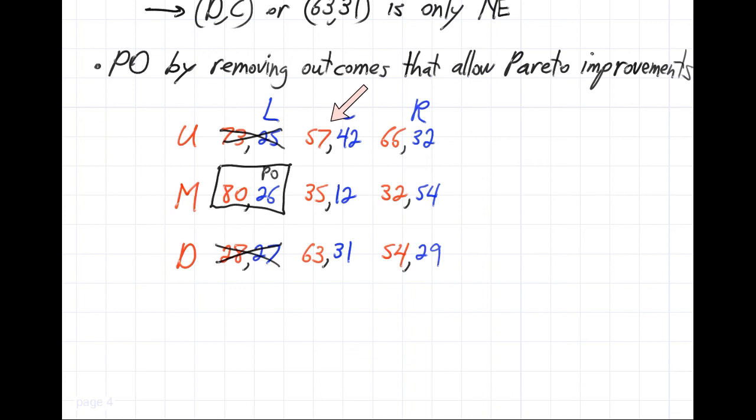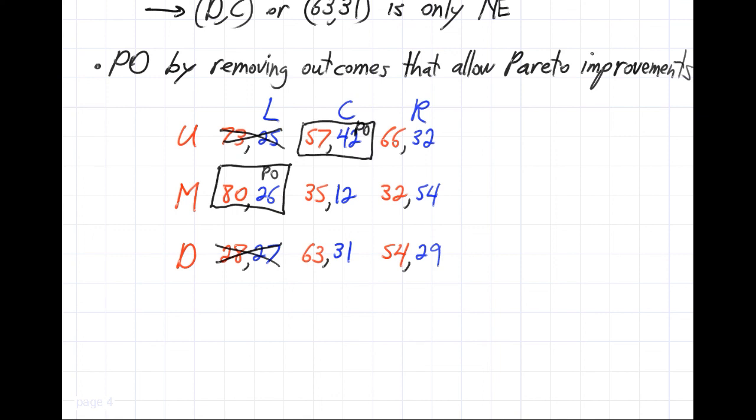Starting at the top of the middle center column, we have 57, 42. Now looking at the boxes that are better than 57. 80 is better, but 26 is worse. 63 is better, but 31 is worse. 66 is better, but 32 is worse. Those are the only ones where it could possibly be a Pareto improvement, but it turns out none of them were. So this also must be a Pareto optimum.